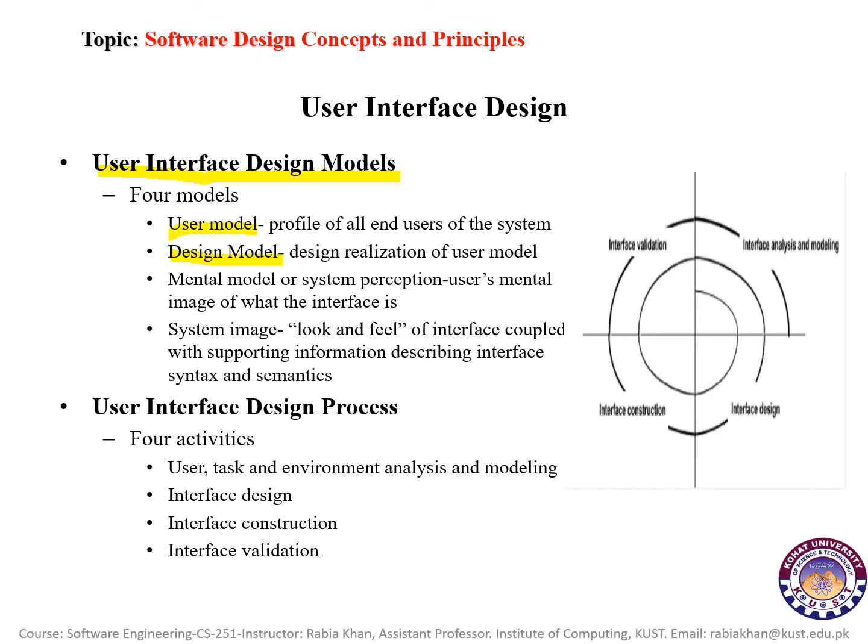The third model is the system perception. The system perception is actually the image of the system that end users carry in their mind about the software. For example, if the user of word processor software were asked to describe its operation, the system perception would guide the response. The accuracy of the description will depend upon the user's profile.